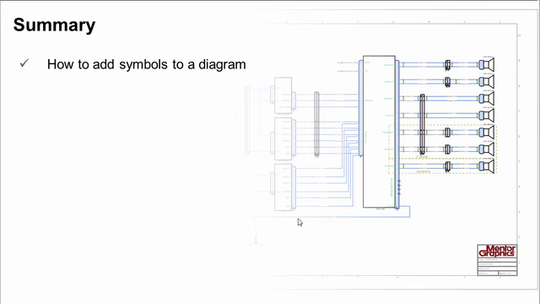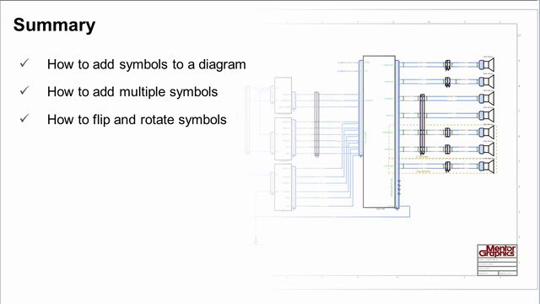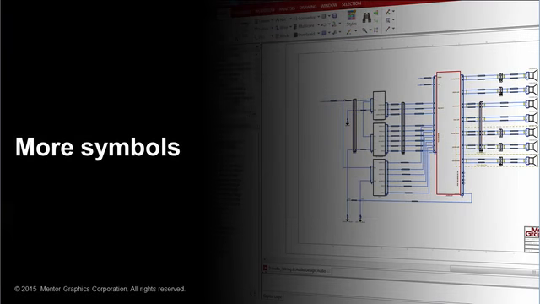In summary then, we saw how to add symbols to a diagram. We saw how to add multiple identical symbols. We saw how to flip and rotate symbols. And finally, we saw how to replace them. This concludes More Symbols.